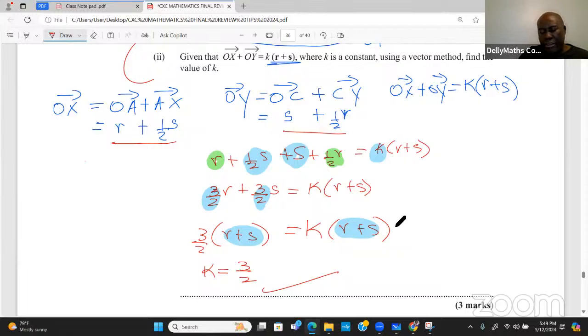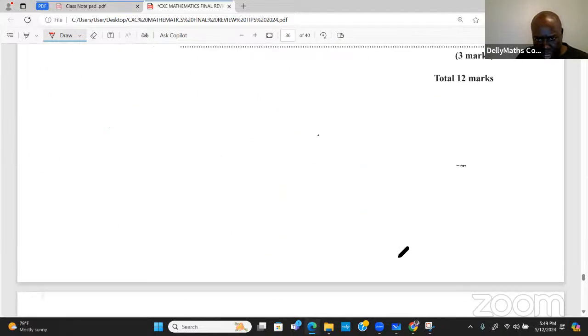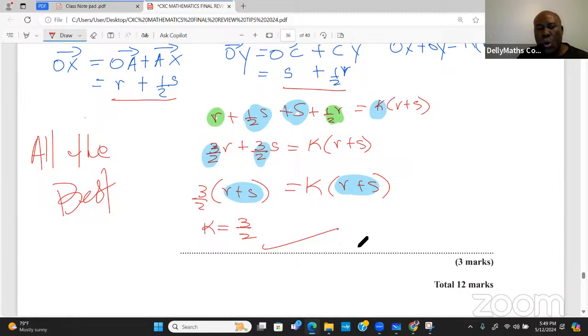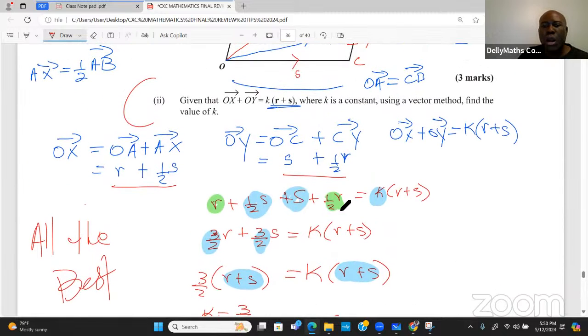And that is how you do your vector questions. Not a big deal. One has to just relax, look, and put it through. I will say to you, all the best in your exams. Oh, let me look if there's another question. Is there another one? Oh, we're done. That's where it stops. That's the last question.